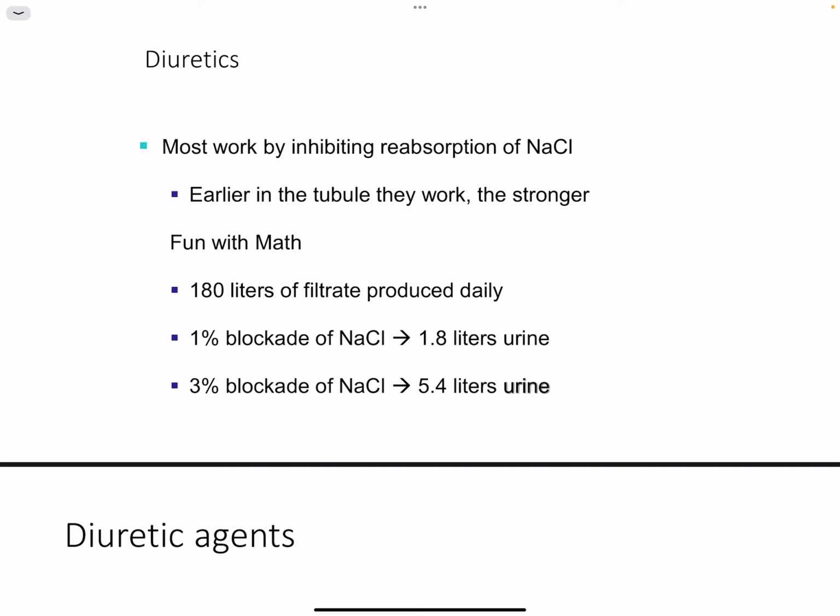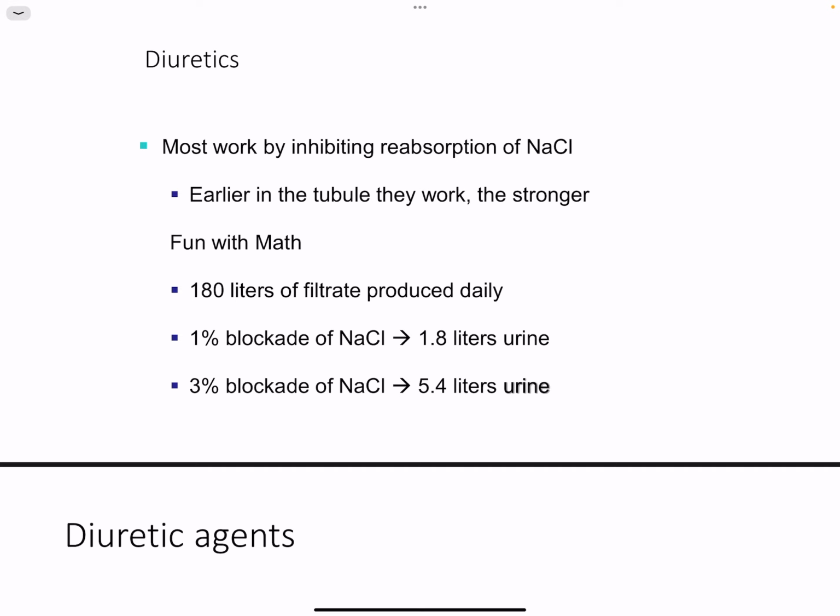Here the filtrate is 180 liters. Out of 180 liters, how much is going out? One idea is 20%, but the answer is only 1%. Only 1% is going out. So 1% will be how much? 1.8 liters.